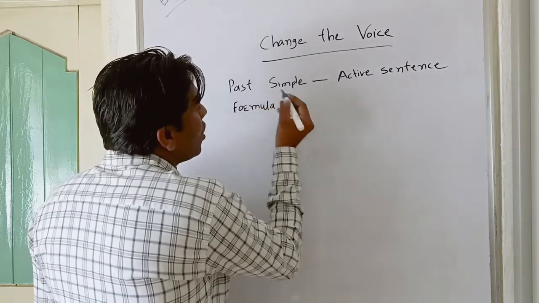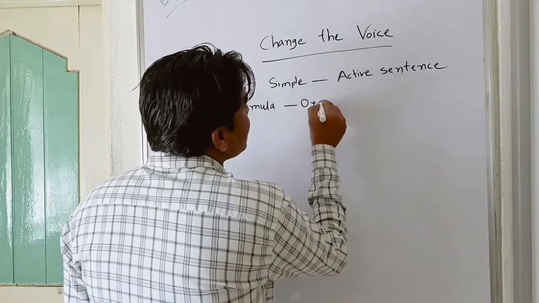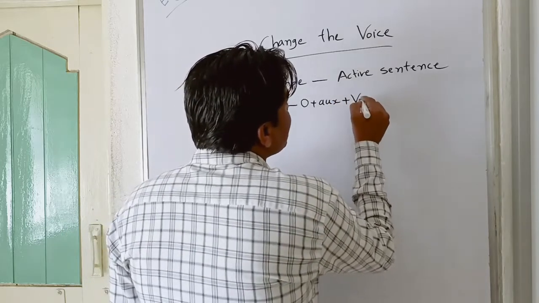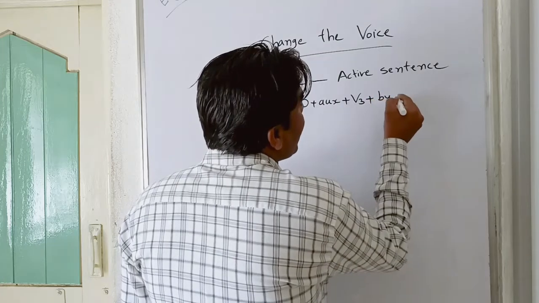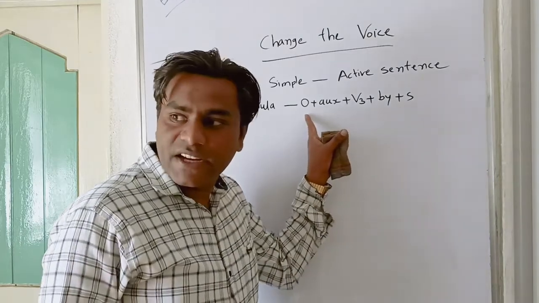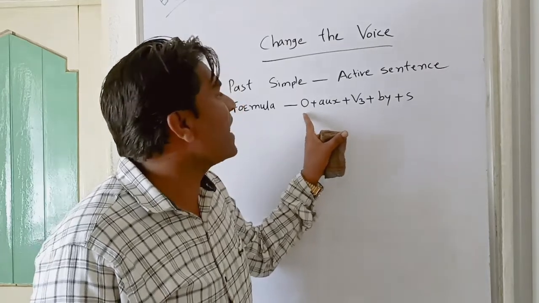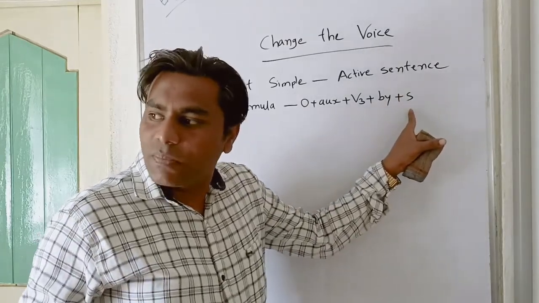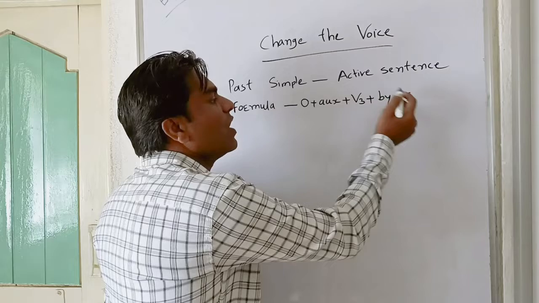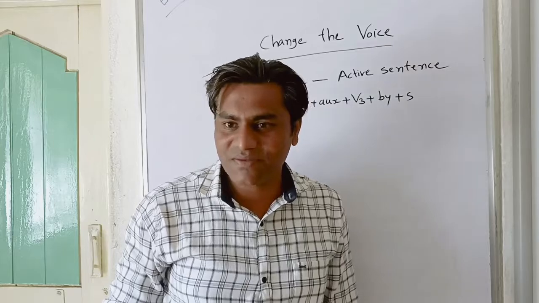Yes, sir. Formula of passive voice: object plus auxiliary verb plus verb's third form plus by plus subject. Here is the object in passive voice, and the subject should be at the place of object in passive voice. So the action flows from object towards the subject. That's why we call it the passive voice or passive sentence.